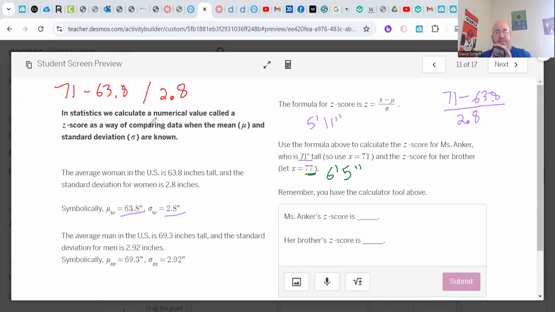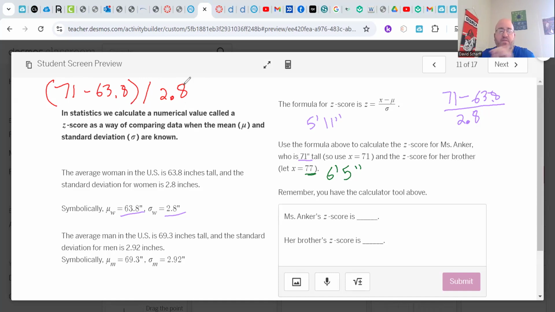The problem with the scientific calculator is it's programmed to do order of operations. So if you type this exactly, what it's going to do first is divide 63.8 divided by 2.8, which is 22.79 if we round it up. Then if we subtracted that from 71, we would get 48.21, which is definitely incorrect. So if you're punching this into the calculator, you have to put the numerator in parentheses because it'll do what's in parentheses first and then divide by 2.8. That's the key you've got to remember: put the numerator, whatever minus whatever, in parentheses.